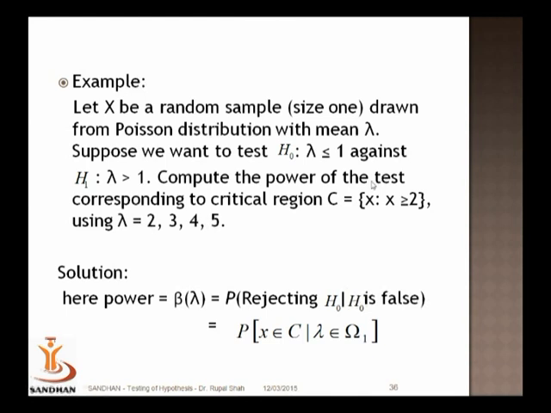The problem is we want to compute the power of the test when the critical region is specified to be x greater than or equal to 2, and we have to compute the power using different values of lambda: 2, 3, 4 and 5. So here we have specified the critical region.